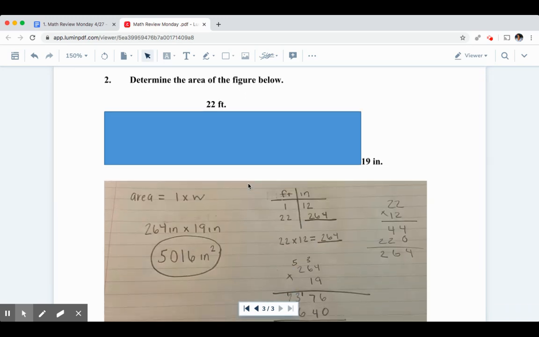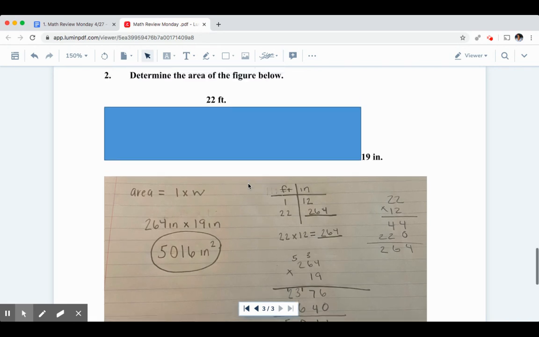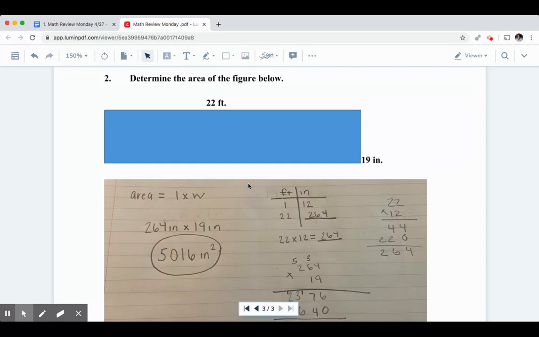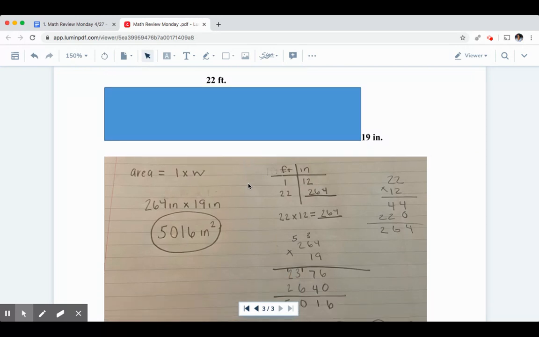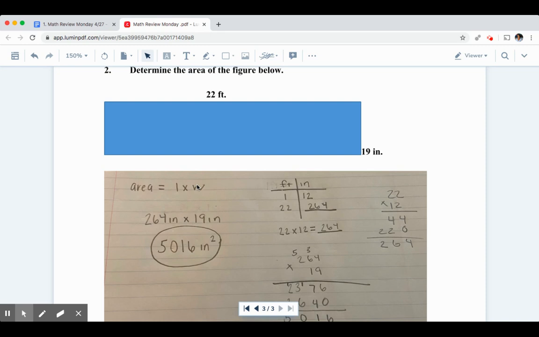The next problem asked us to determine the area of a figure below. So we're going to talk more about area today. What is the formula for area? Right, the formula for area is length times width. Here, the length of our figure was 22 feet and the width was 19 inches. What did you notice about those two dimensions? You should have noticed that the two dimensions have different units.